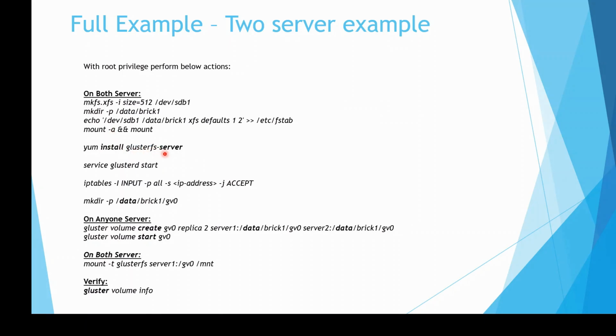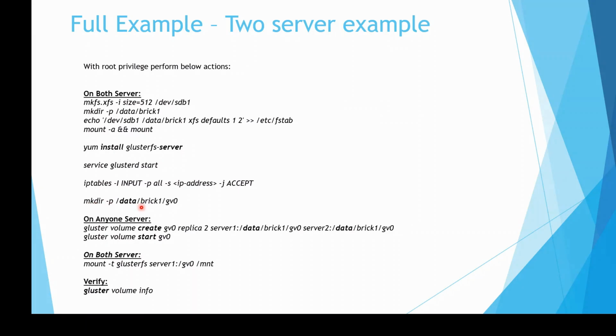glusterfs-server is the package for Linux. This package is specific to Red Hat systems. So you install this service, and in the following line I start the Gluster daemon. Also, you have to make sure that if you have iptables running on your system, you must allow packets through between these two servers. So we are telling iptables that in the input table all the protocols and ports are open and to accept the connections.